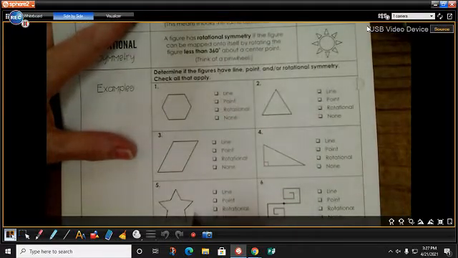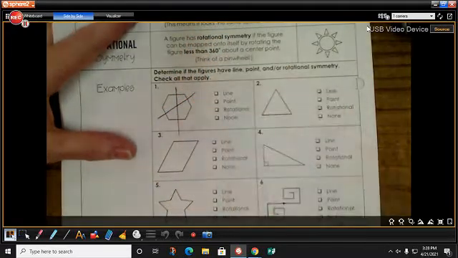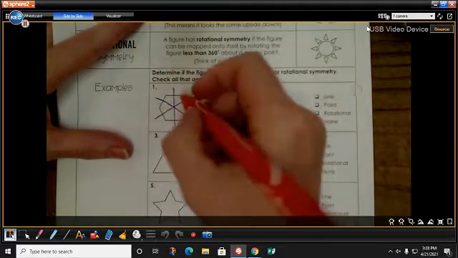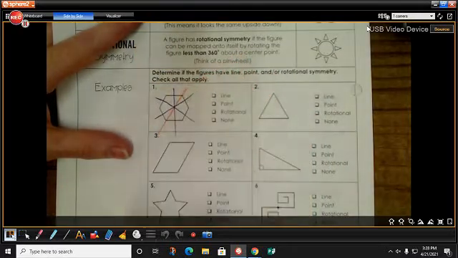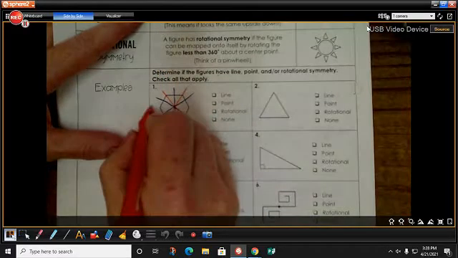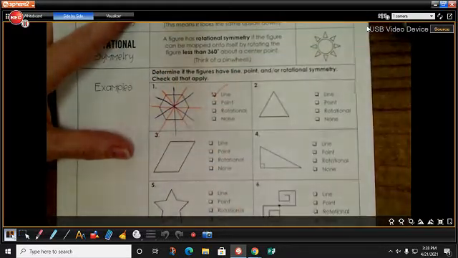So for example, down here, this is a hexagon. It has many lines of symmetry. I could draw a line of symmetry here. I could draw a line of symmetry here. I could draw a line of symmetry here. Oh, but wait, we're not done. I could draw a line of symmetry here, here, or here. So yes, it does indeed have line symmetry for sure.